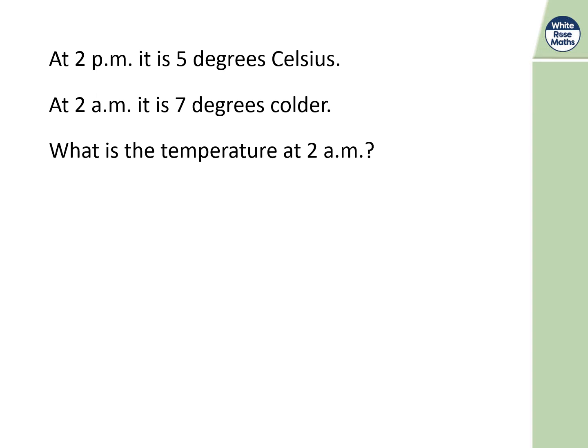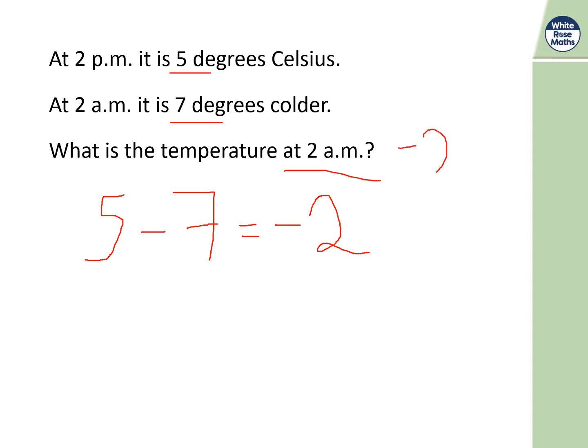Okay. So this question, at 2 p.m. it is 5 degrees Celsius. At 2 a.m. it is 7 degrees colder. What is the temperature at 2 a.m.? So colder means it is going to get smaller. So it's going to be 5 take away 7. Now 5 take away 7 takes us into negative numbers. So 5 take away 7 is -2. So the temperature at 2 a.m. is -2 degrees Celsius. Okay, and that makes sense, because it's got colder. So colder means it's getting smaller.